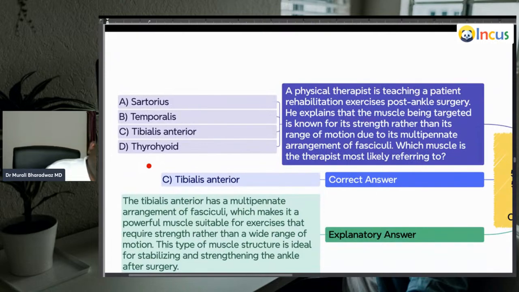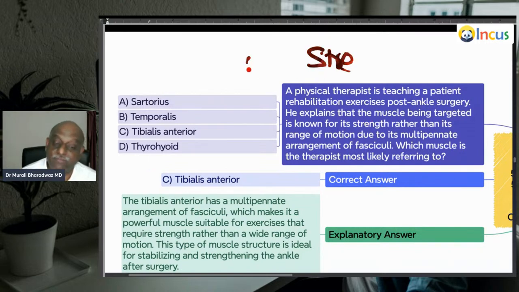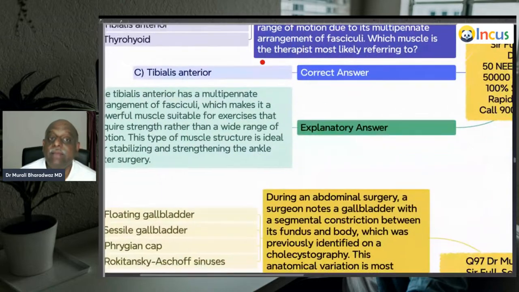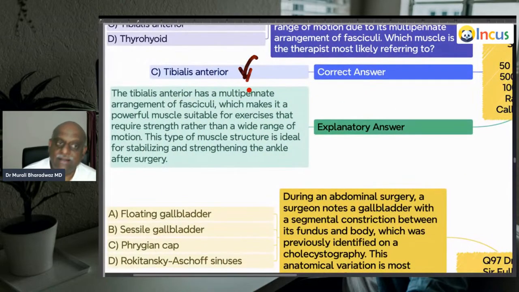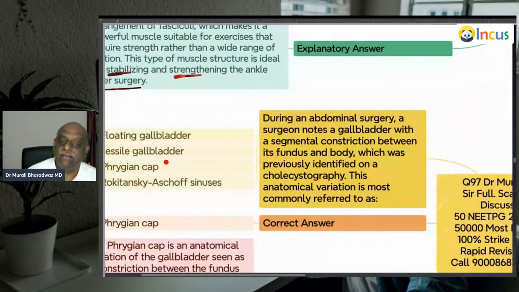Now, a muscle being targeted is known for its strength rather than the range of motion. It is multipennate. What is that? Tibialis anterior is multipennate. It is the one that stabilizes and strengthens the ankle after surgery.